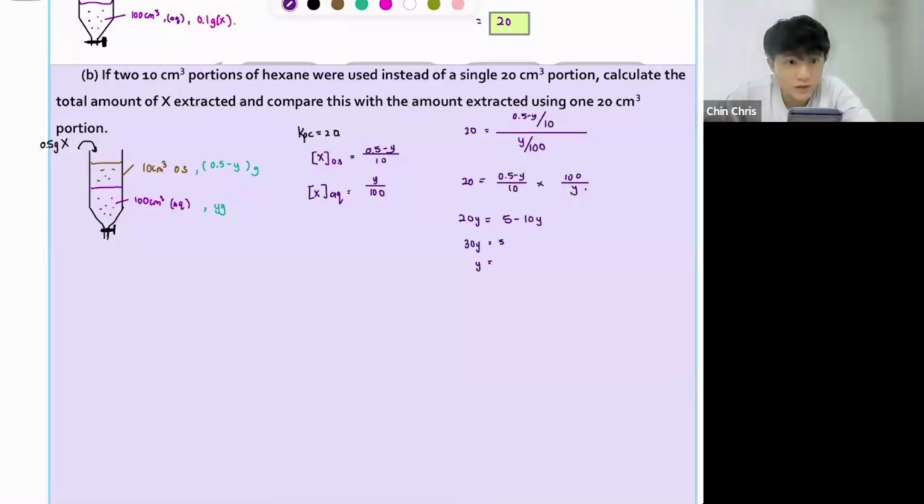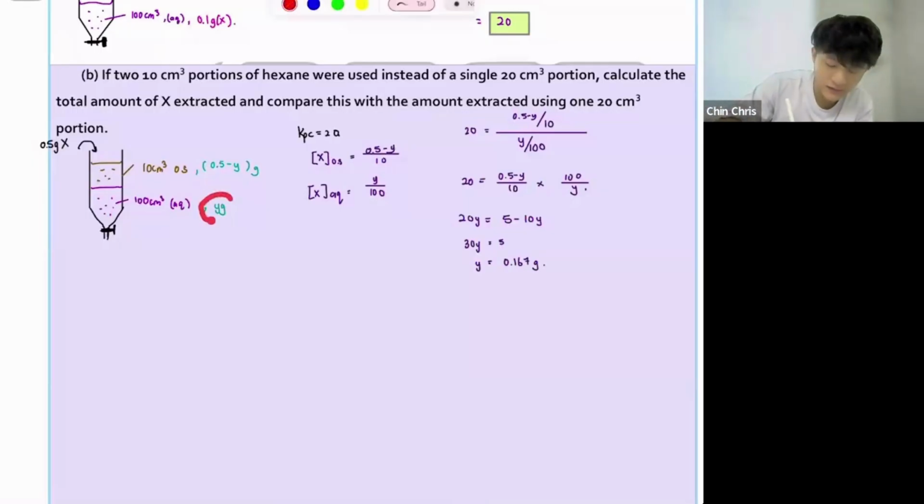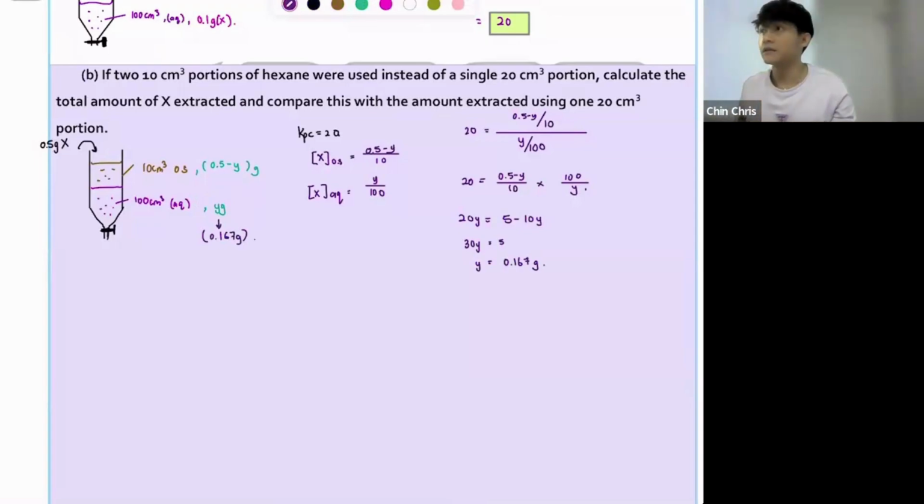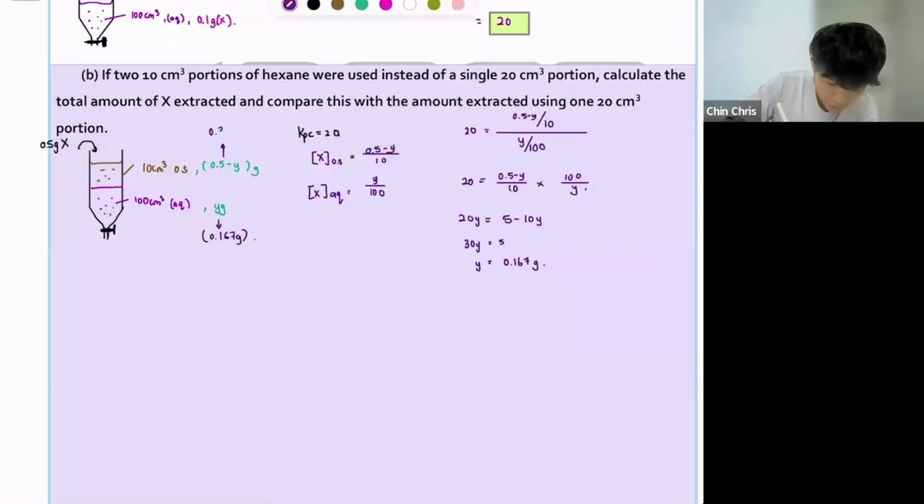0.1667. All right, so guys, I know that this amount is going to be 0.167 gram. Clear? Okay, guys, now how much is here? 0.33, yeah. Okay, good. Now we are moving on to the second extraction.